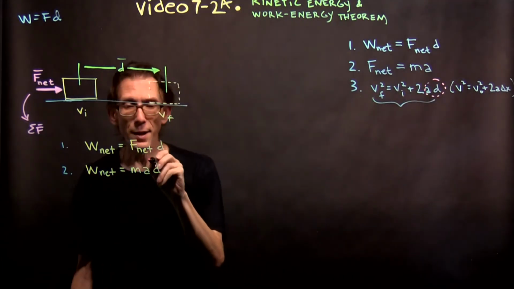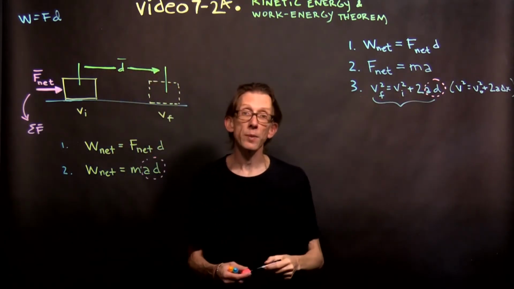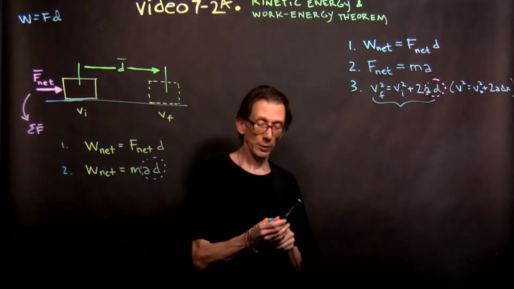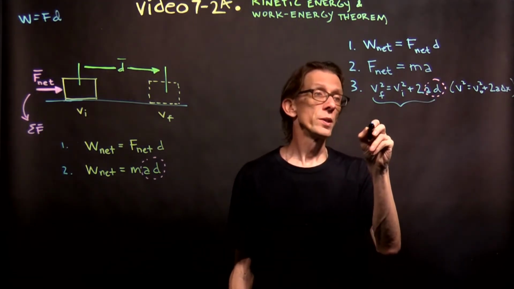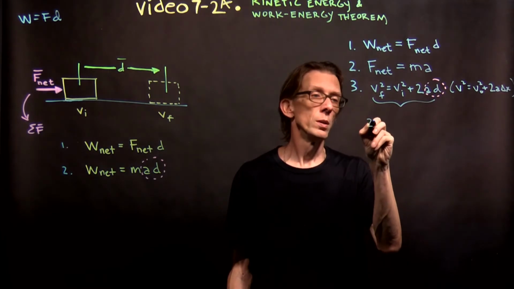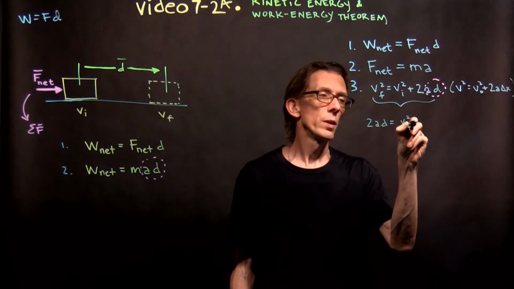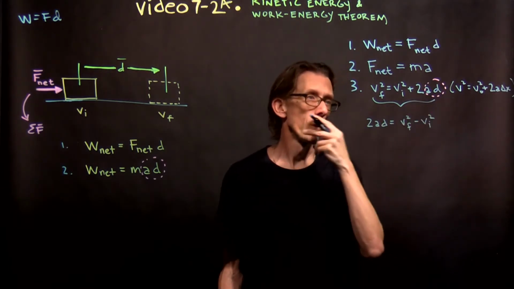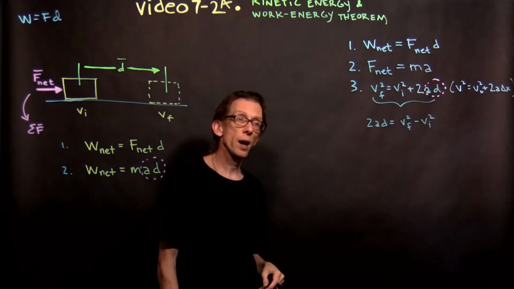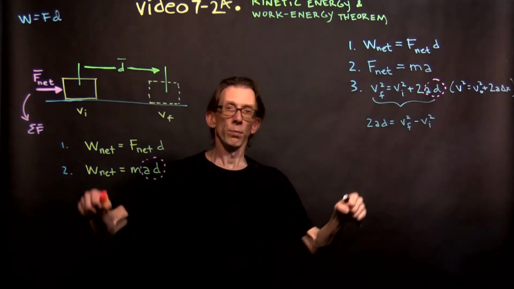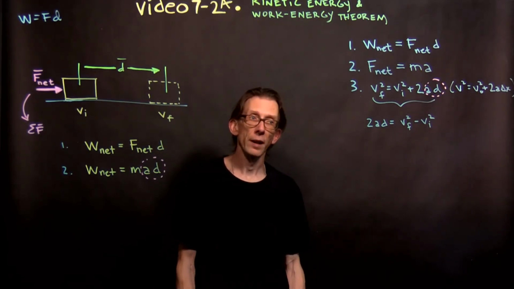And see this AD here? I'm going to solve this equation for A times D and stick it in there. Okay? So, what we can do is take this equation, 2AD equals VF squared minus VI squared. All I did there was subtract VI squared from both sides, and then I took everything and just flipped it because I wanted AD on the left-hand side.